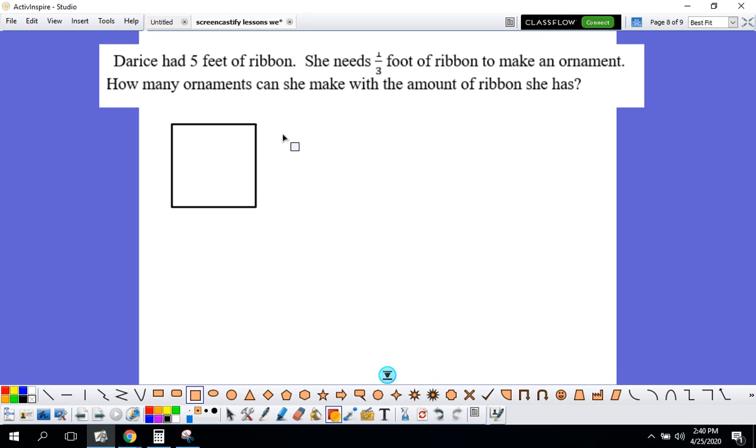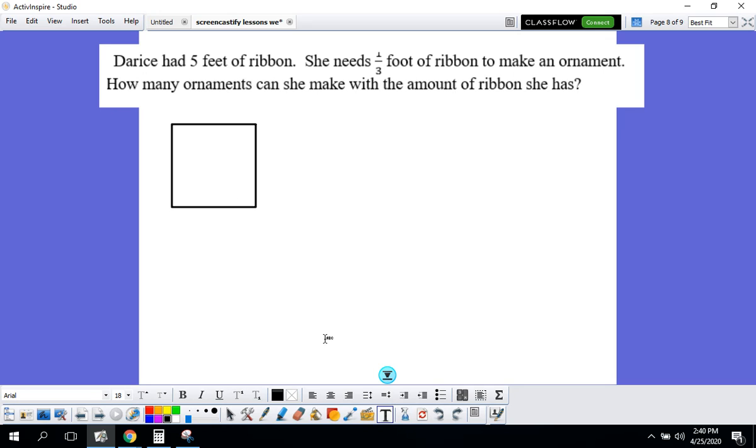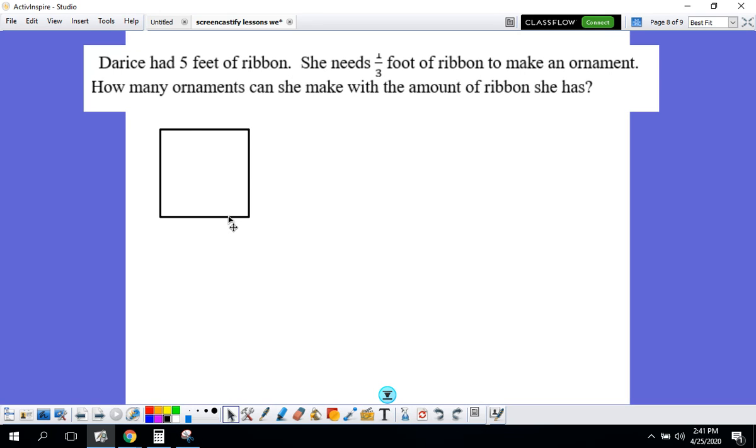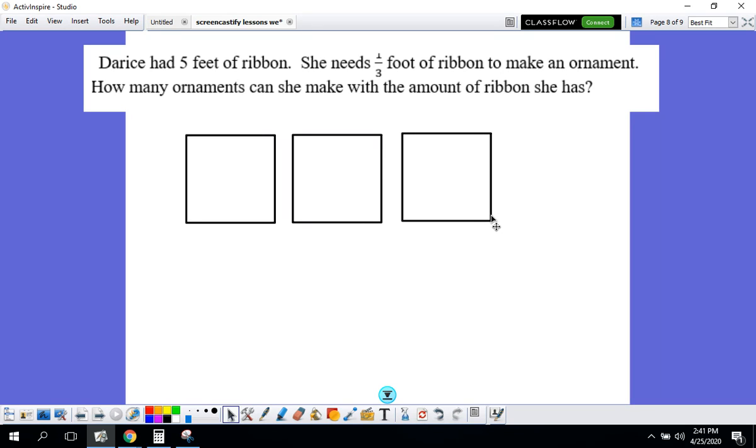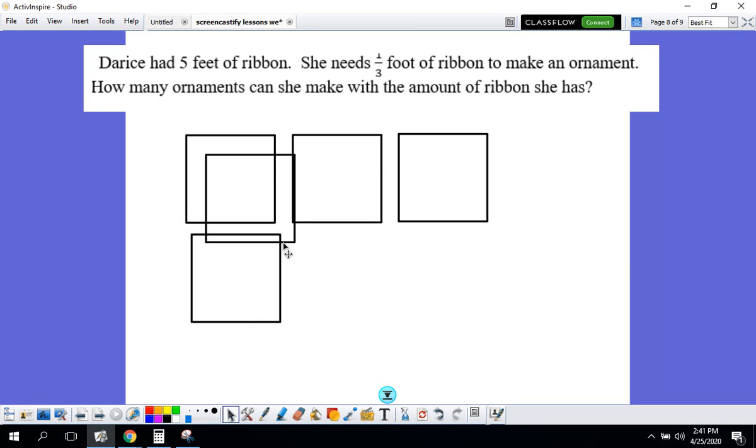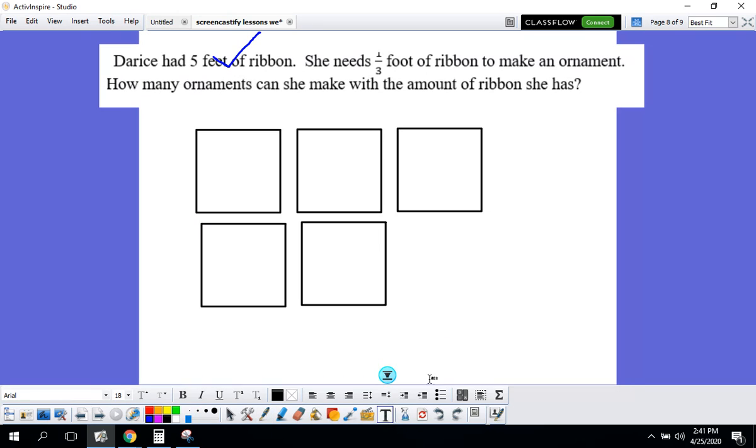So, okay, there's 1 foot. I'm going to try to copy the same exact size to keep it universal. There's the 2nd foot. There's the 3rd foot. The 4th foot. And the 5th foot. So again, these 5 boxes represent my feet of ribbon, 1, 2, 3, 4, 5, as talked about there. So I'm going to check that off in my thing. And then I also said I think that's what's being divided.